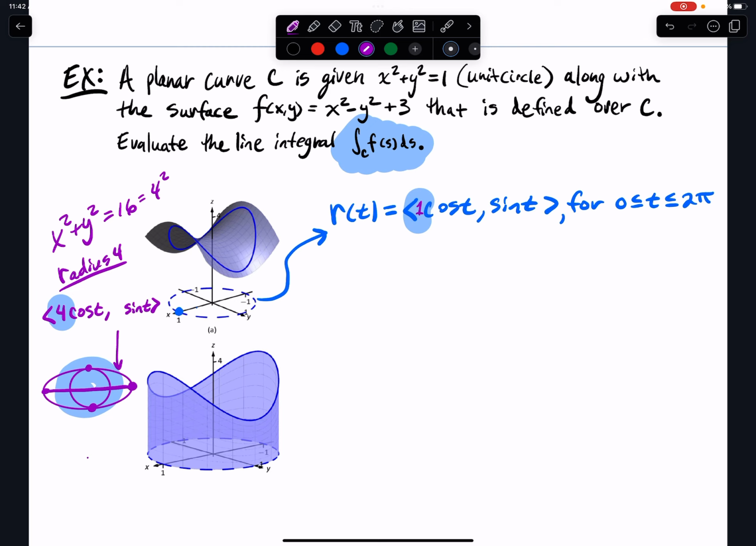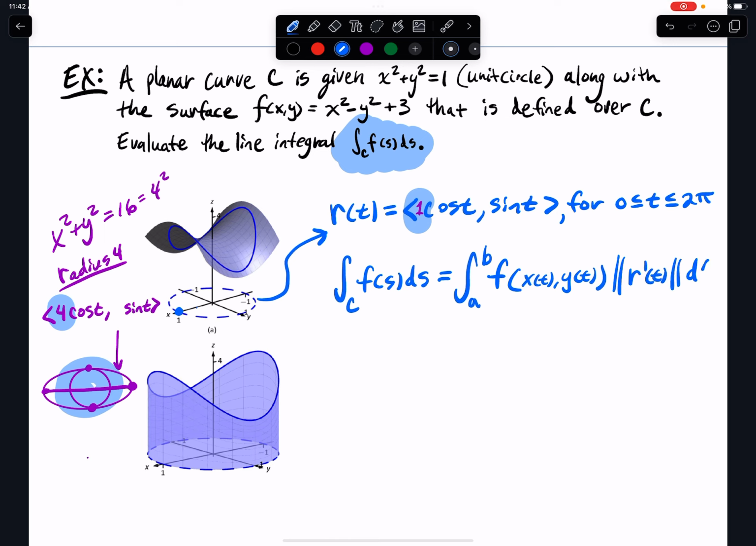Okay, so let's tackle this, because remember, the formula is still the same. I want to evaluate the line integral over C of f of s ds, which is equal to the integral from a to b of f of, we don't have to call it g and h, we could call it x of t, y of t, if that makes you feel more comfortable. And then this is the magnitude, or the norm, of the derivative of that parameterization, dt.